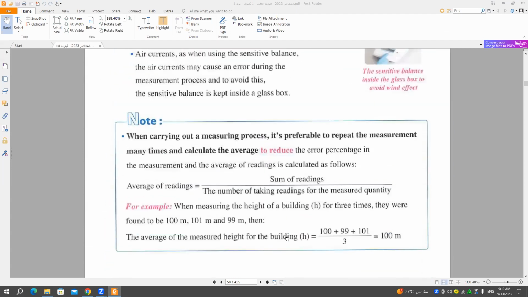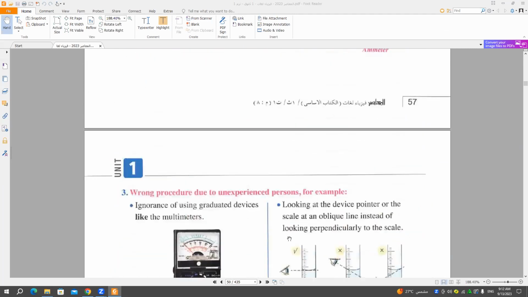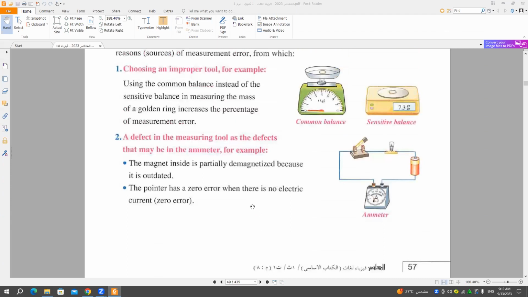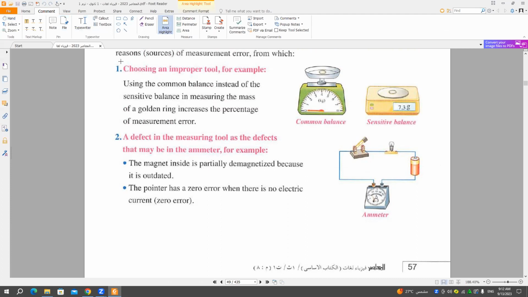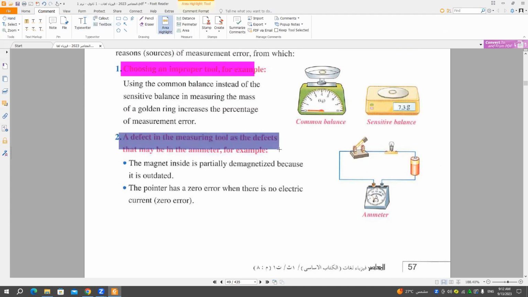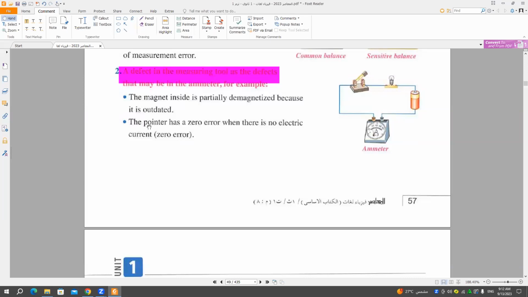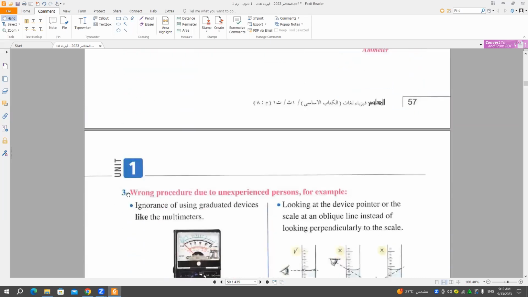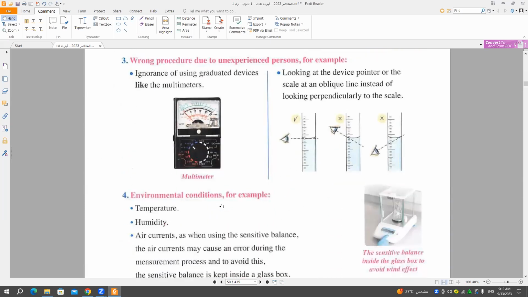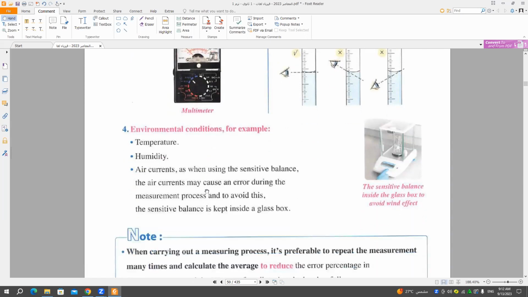Again, the reasons of measurement error, we have 4 reasons. Firstly, choosing improper tools. Number 2, a defect in measurement tools, which is the zero error. Number 3, wrong procedure due to an inexperienced person. Number 4, environmental conditions, temperature and humidity or the air current.